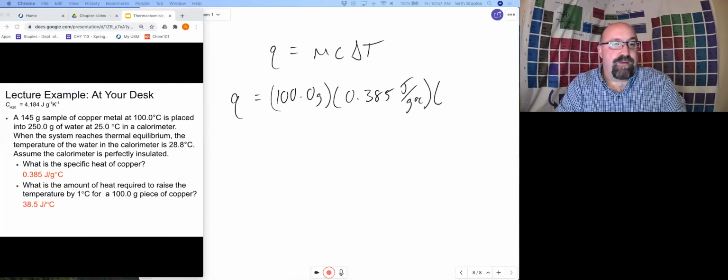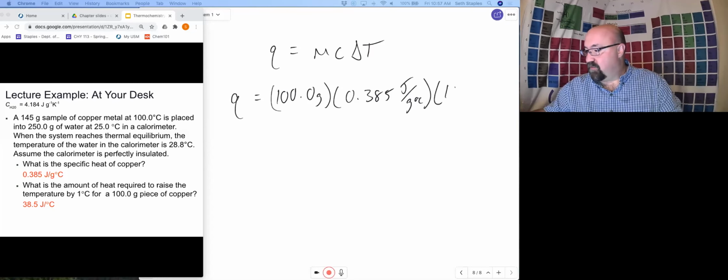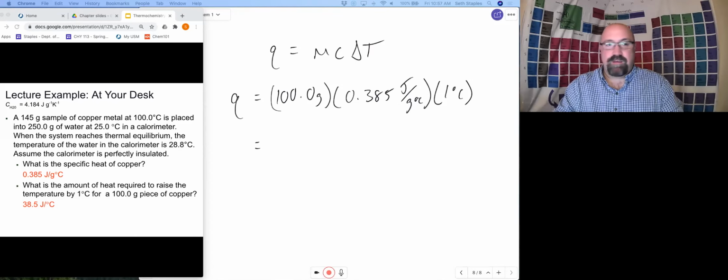We want to know the amount of heat required to raise that 100 grams by 1 degree Celsius. So there's our delta T. And so we plug this in, and we come up with an answer of... oh, no, sorry. I just realized that it was okay the way that I had it written. 38.5. I'm going to change that anyway. Let's just hold on just one second.